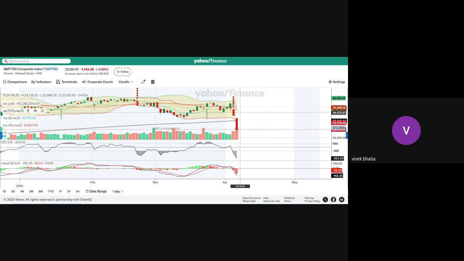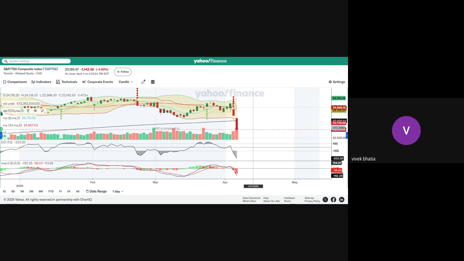MACD, no chance of reversal. It is opening up the alligator's mouth, trying to gobble up the market. CCI, completely oversold position and falling. No reversals seen, because the trend is that of fear. The trend is that of fear.